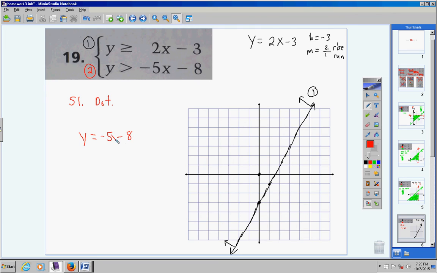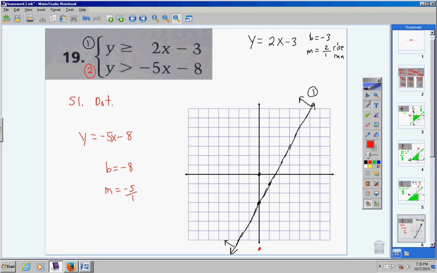Now, I'm going to go ahead and say that my y-intercept is negative 8. I know this because y is all by itself. When y is all by itself, then I know what the slope is and the y-intercept is, as long as it's a linear equation or inequality, and all of these are linear. Now my y-intercept is negative 8. That's right down here. And then my slope is negative 5 over 1.